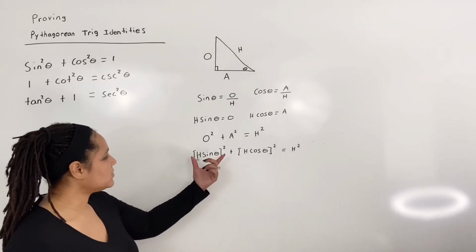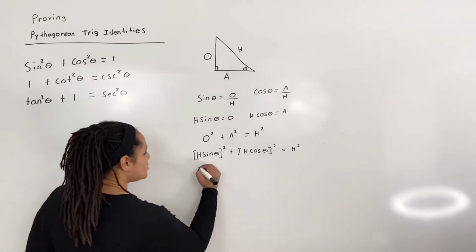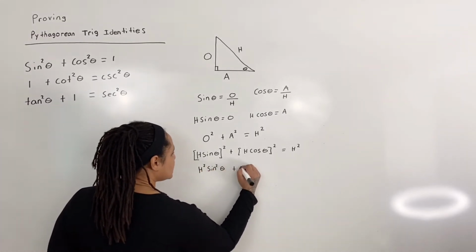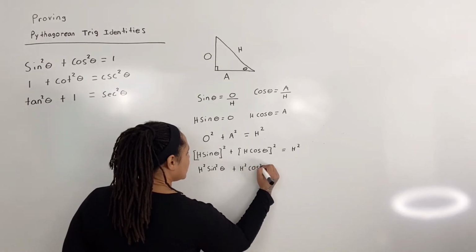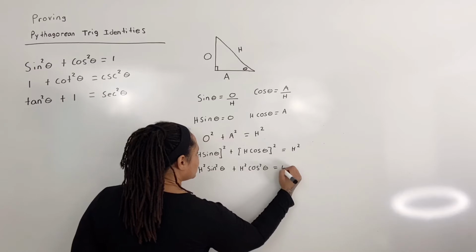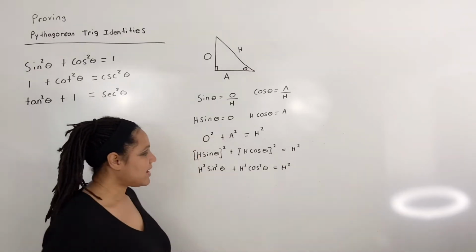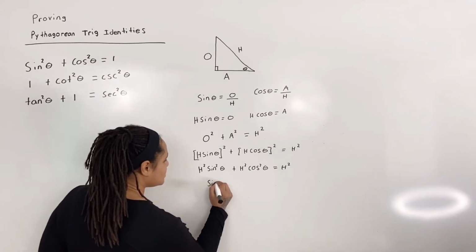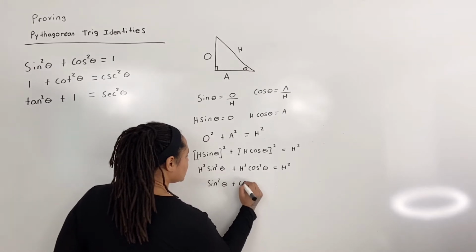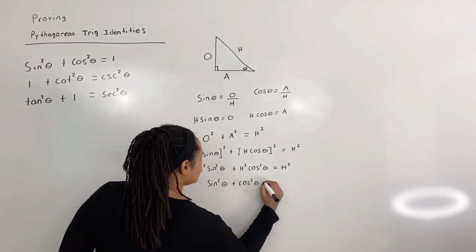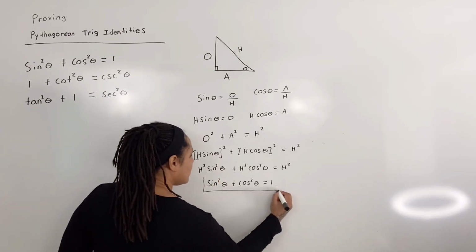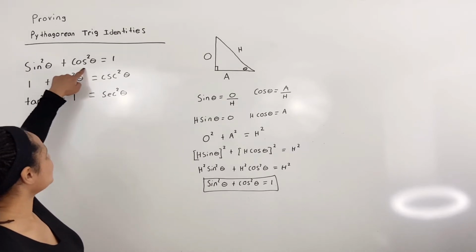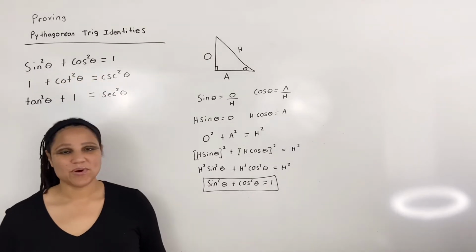Now I'm just going to rewrite what I have here. So we have H squared sine squared theta plus H squared cosine squared theta is equal to H squared. Now, if I divide both sides by H squared, we would get sine squared theta plus cosine squared theta is equal to 1. And here we have our first identity. Sine squared theta plus cosine squared theta is equal to 1.